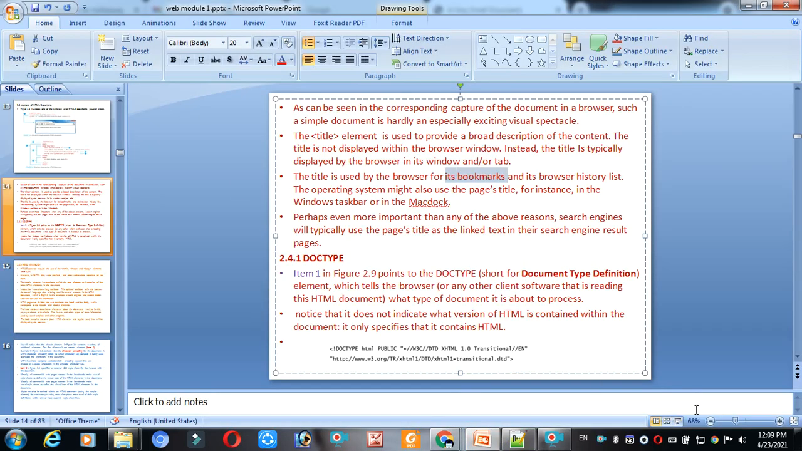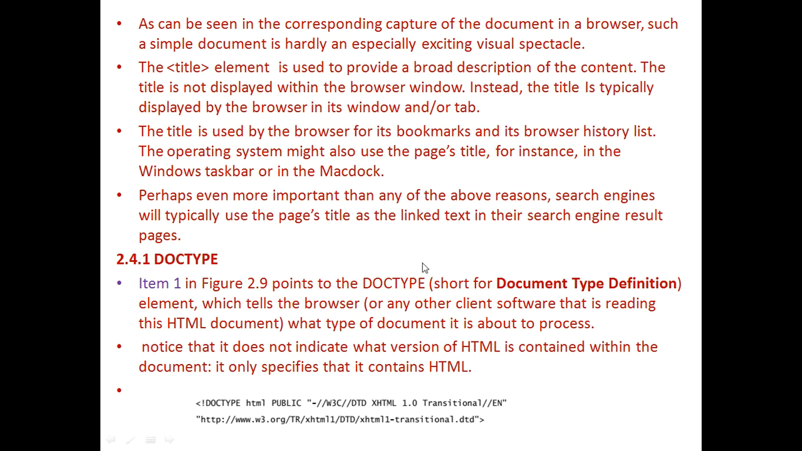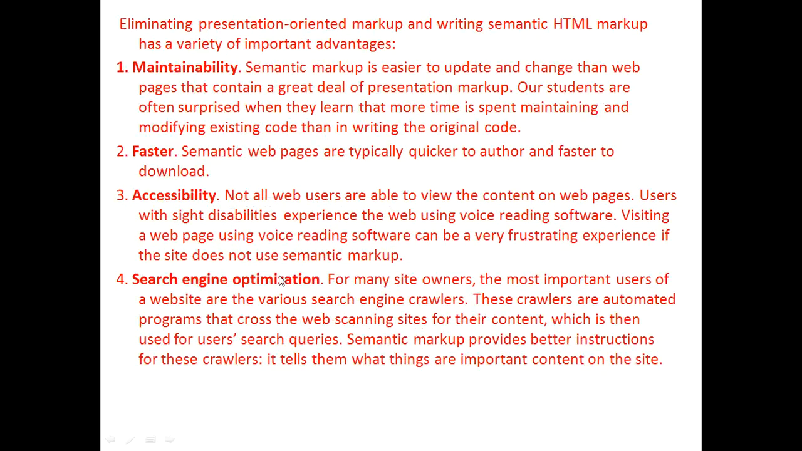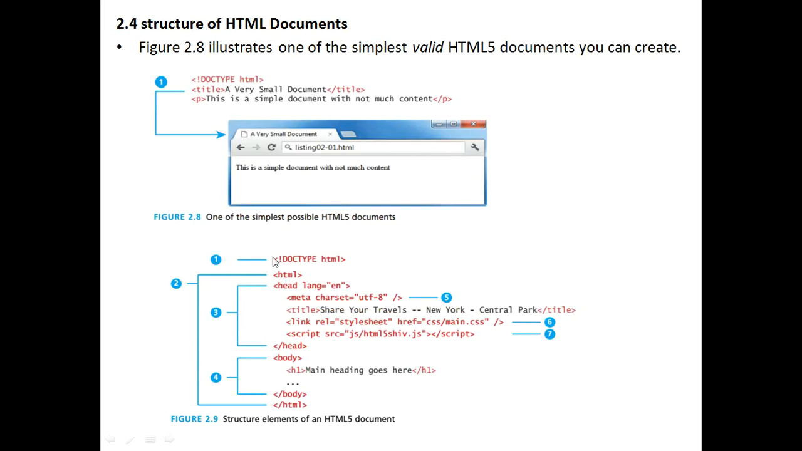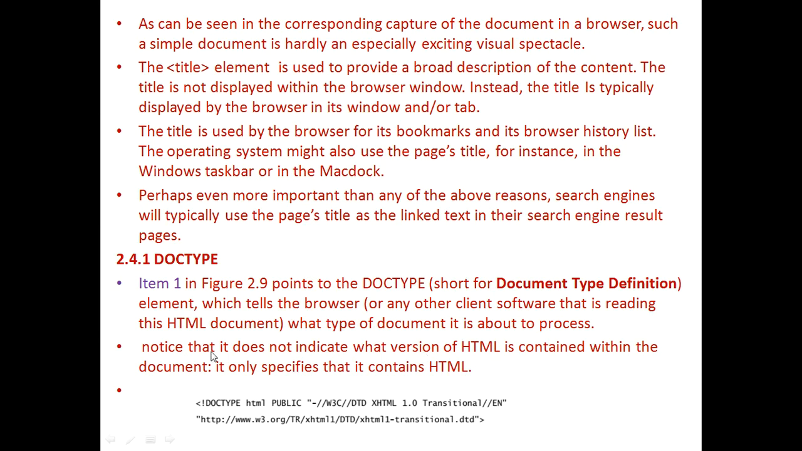That is regarding a title. Okay, now next is a doc type. Item 1. What's item 1 here? It's item 1, this is a document type. Why do we have to write this document type? They have given the explanation here.